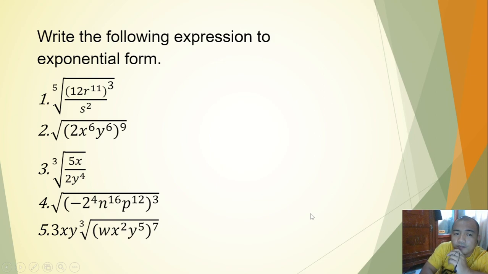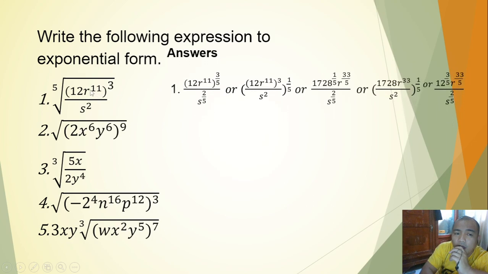Okay, next. Write the following expression in the exponential form. Number 1. Okay. 12r raised to 11 raised to 3 fifths all over s raised to 2 fifths, or 12. Alright, since they have the same denominator, which is 5, this can be written as 12r raised to 11 cube all over s squared raised to 1 fifth, or the final answer we have 1728r raised to 33 all over s squared raised to 1 fifth power.